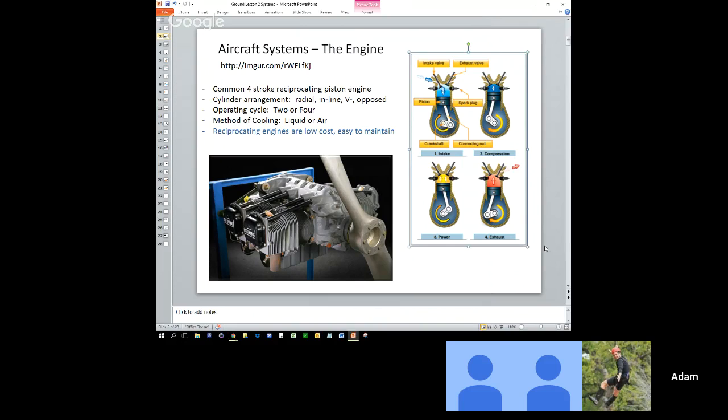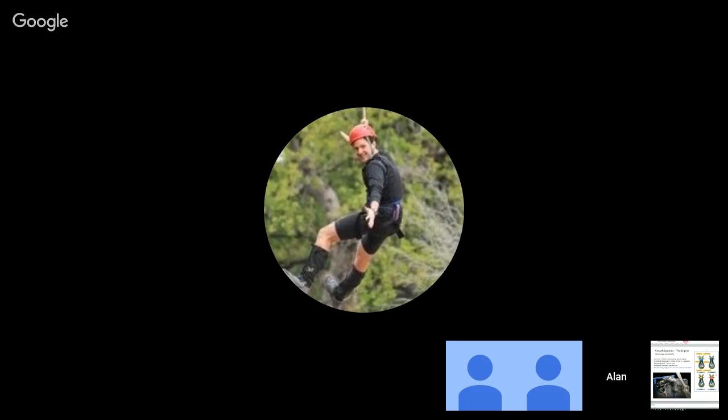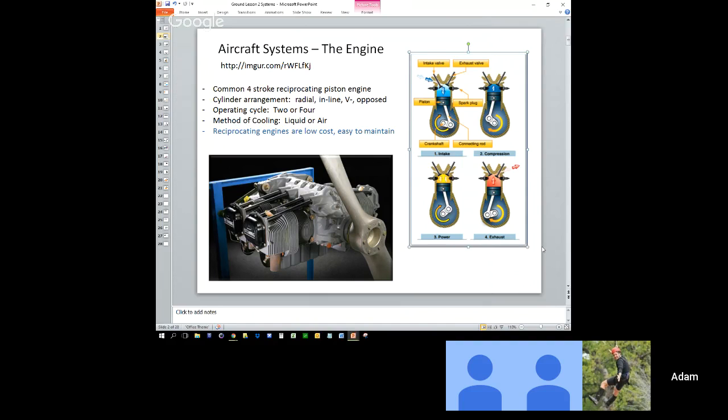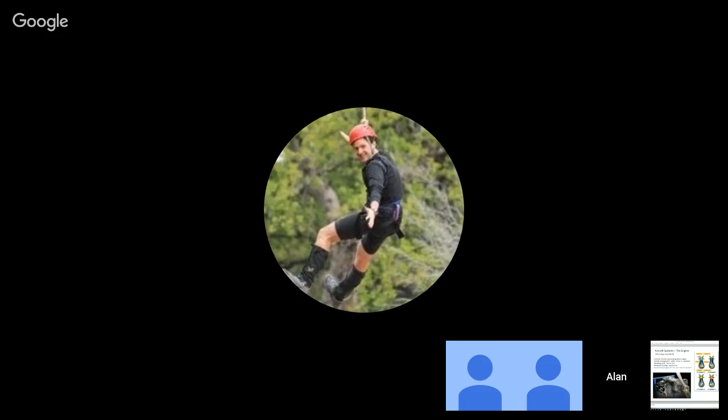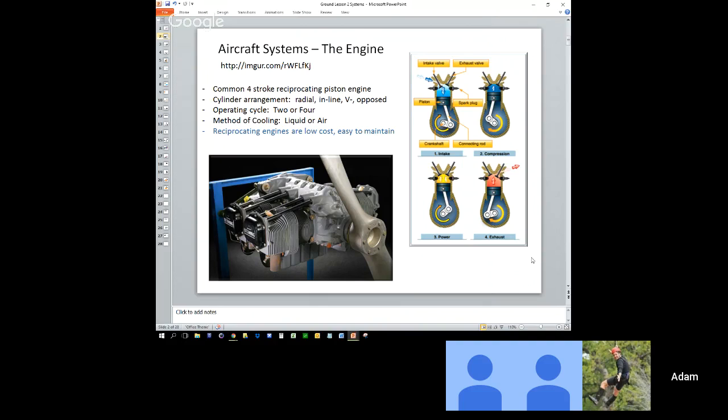All right. Any questions on the engine cycles or the engine itself? Okay, good question. I got a slide on that. Emily asked about the cooling.